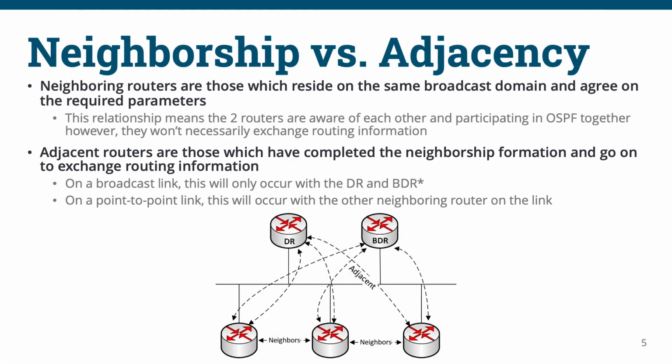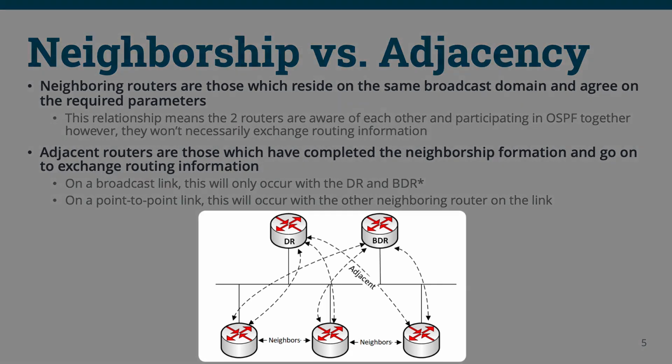On a broadcast link, as is typical in our enterprise environments, this full neighbor state will only be seen with the DR and BDR on the link. We'll cover the DR and BDR function in OSPF in a future lesson. As we see in the diagram, we have 5 routers, all connected to the same broadcast segment and speaking OSPF.